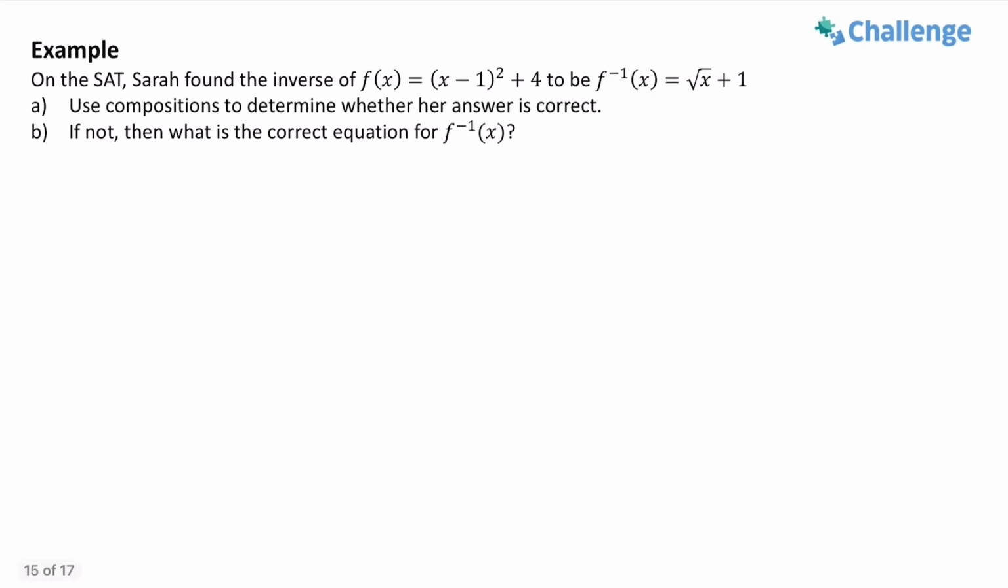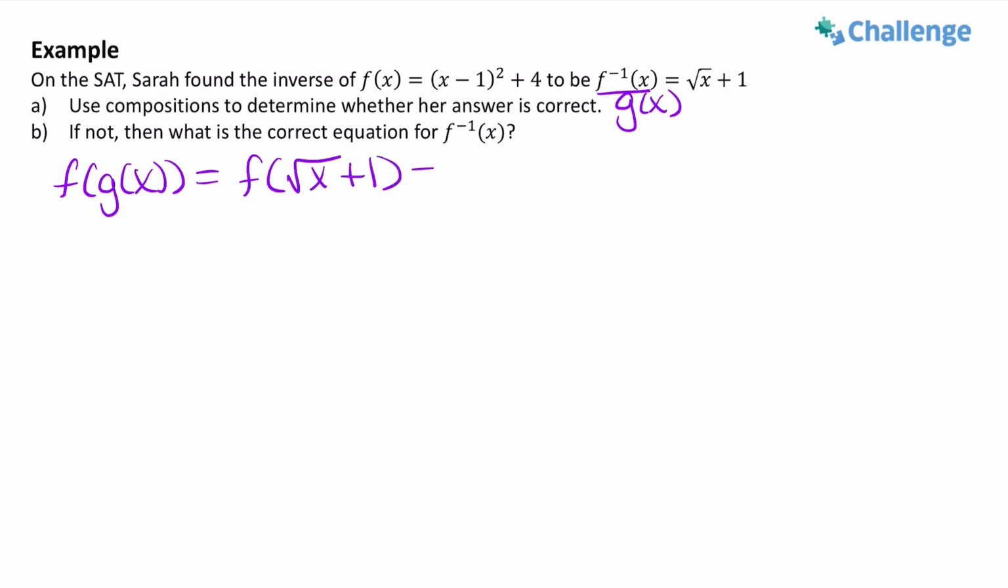So I'm just going to call this g of x for now so that we can use compositions to verify. So we have f of g of x. So that's going to be f of the square root of x plus 1. Okay, so what I'm going to do is I'm going to go to f of x and I'm going to plug in the square root of x plus 1. So I have (the square root of x plus 1 minus 1) squared plus 4.